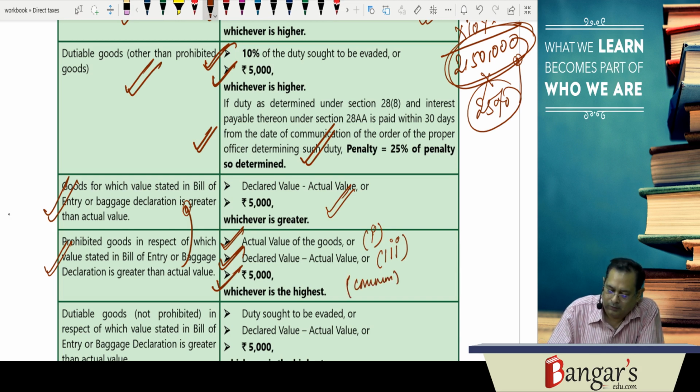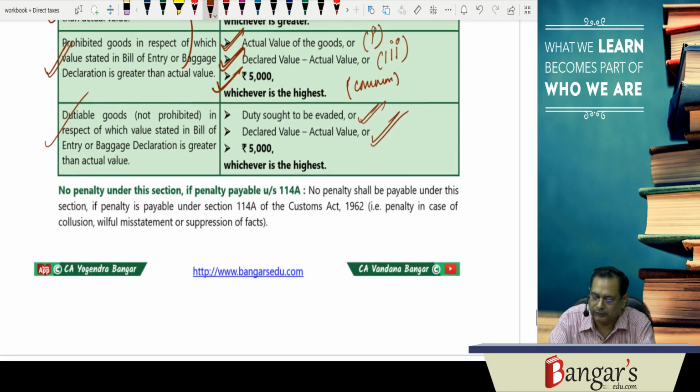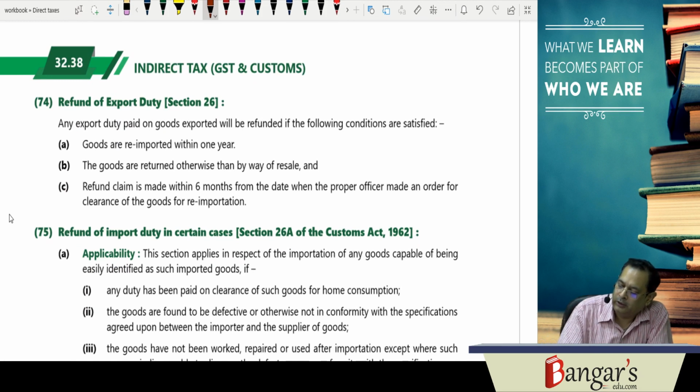Then here, in case of dutiable goods, not prohibited goods, where the value stated in the bill of entry is higher, you will be required to pay a penalty of the duty sought to be evaded, or the difference between the declared value and the actual value, or 5,000, whichever is highest. Then we have refund of export duty if goods are exported.